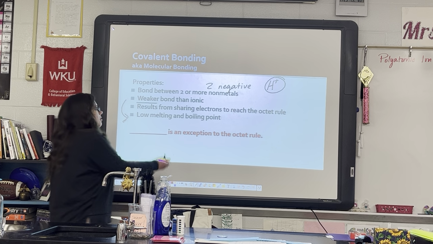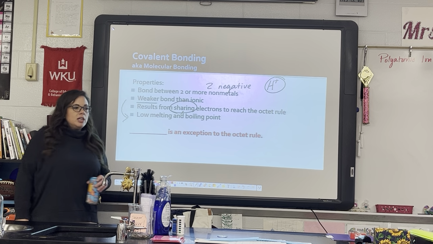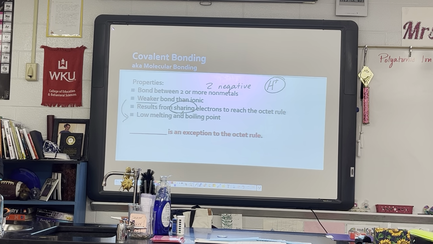All right, and key word right here, we're no longer transferring electrons. Whereas before, the metal was a positive charge. It wanted to lose electrons. The nonmetal was negative. It wanted to gain. So it was perfect. We just transferred them. Now, we have two nonmetals.